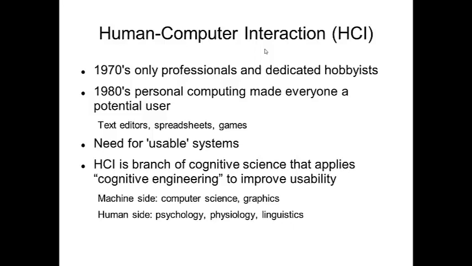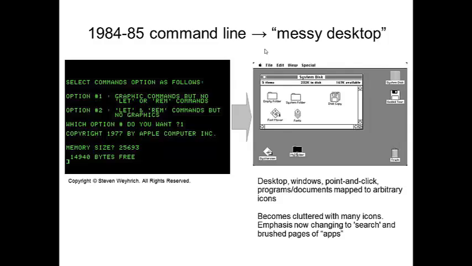And from this developed human-computer interaction, which is a branch of cognitive science that tries to apply the principles of psychology and physiology, linguistics, computer science, and graphics to design systems that are most usable for people. And one of the most important changes during this period was the change, as I say, from command line to the messy desktop as we know it.